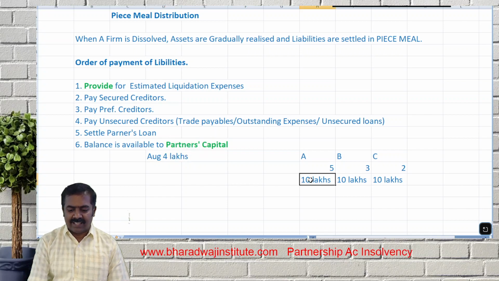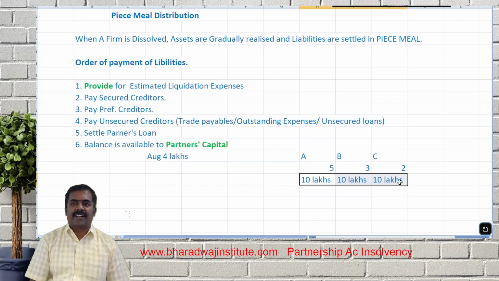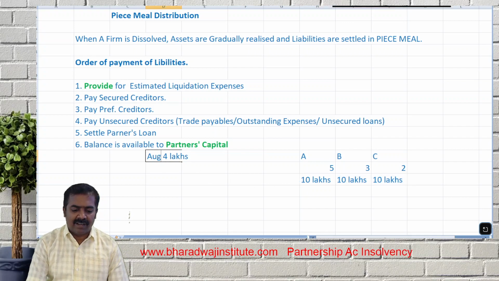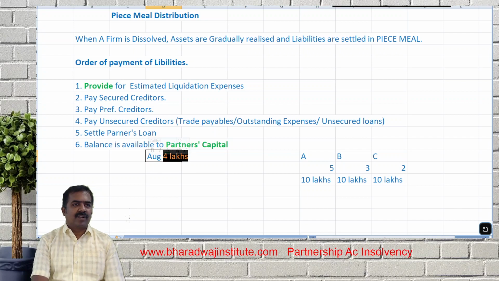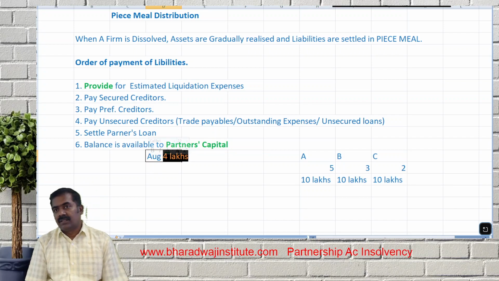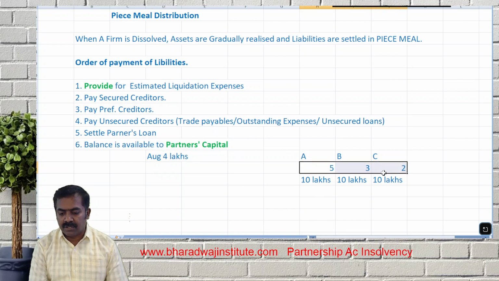This 4 lakhs, to whom will you pay? There are three partners who contributed a capital of 10 lakh each. What is the money available? August, 4 lakhs. To whom do you pay? Equal capital, but now the profit sharing ratio is 5:3:2.